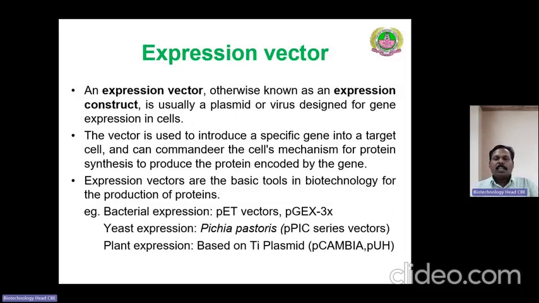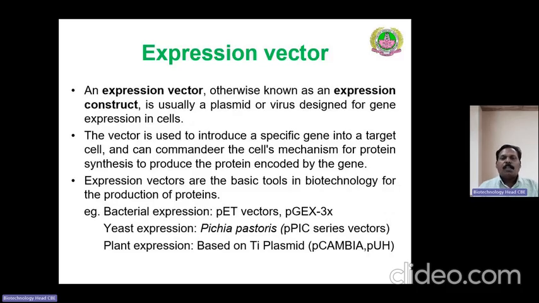So what we do is here we introduce the genes into a vector system. A specific gene is introduced into the target host cells, and they commandeer the cell's mechanism for protein synthesis to produce the foreign protein that is encoded by the gene of interest. These vectors are commonly used as basic tools in biotechnology to produce recombinant proteins.